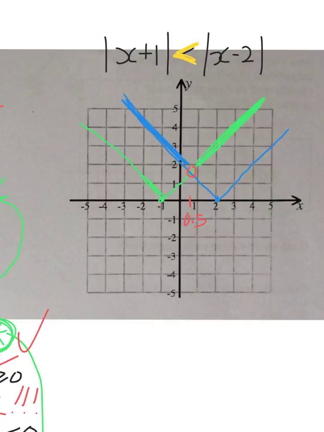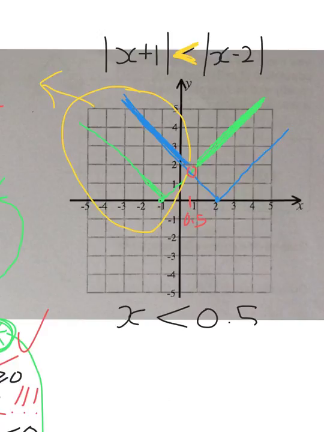Now where does that happen? That's going to be when the green line is below the blue line. So hopefully you'll realize that that is over here. In this area that I've circled, and of course it continues off here forever, in this area here, the green line, the x plus 1 line, is below the x minus 2 line. And that's therefore our solution. So I can track from that. All I need is for x to be less than 0.5, less than that number there, and then I'm in that yellow area, and I've therefore got my solution.